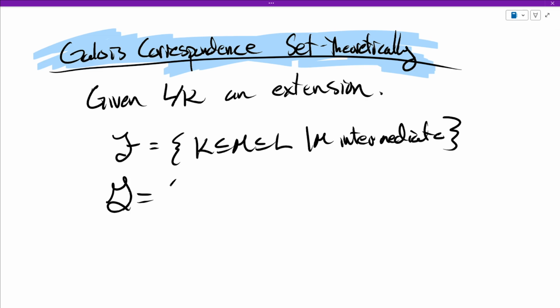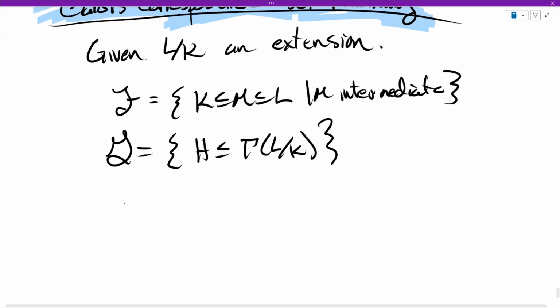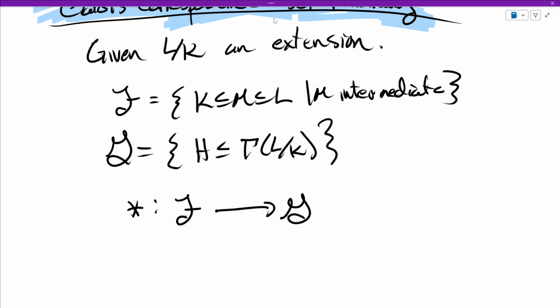And then Sub G is going to be the set of all subgroups of the Galois group of L over K. And we've just shown, what have we just shown? We've just shown that there are functions, just honest functions between sets. So star, or asterisk, I think is what we're using, takes in an intermediate field and spits out a subgroup of the Galois group. So that's M goes to M star, which is the Galois group of L over M.